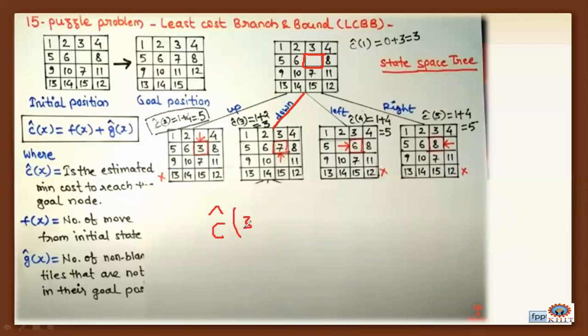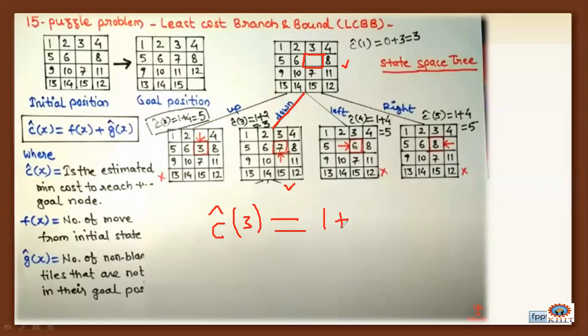How to find C cap of 3? F of 3 value means the number of moves from the initial state. Now compare this one with the initial state. How many changes are done? How many moves are changed? You can clearly observe, there is only one move, that is called a down move. So F of 3 value is 1, and G cap of 3 value you need to find.